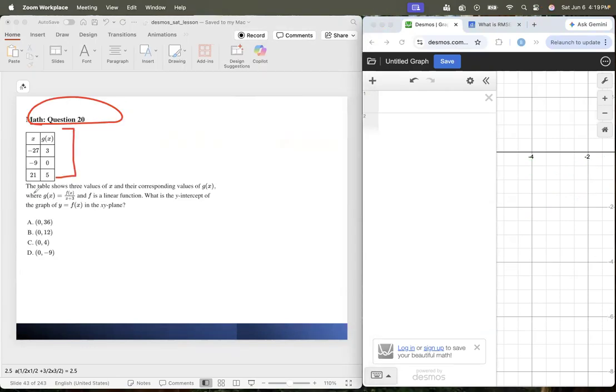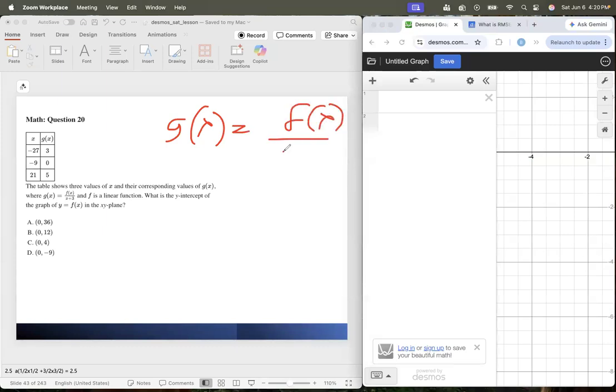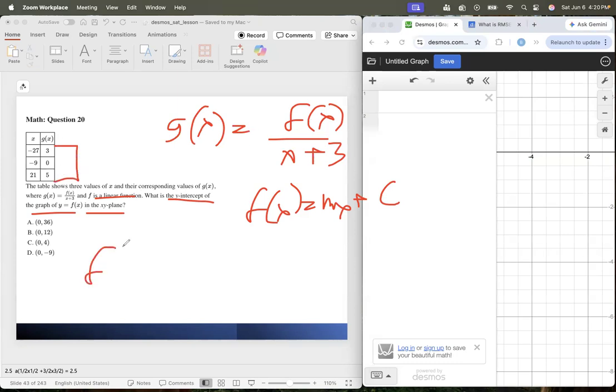You've been given this table. This table shows 3 values corresponding to g of x, which is that. The g of x is a function of f of x. So g of x is f of x, where you have x plus 3, and f is a linear function. So that's very, very important. So this is mx plus c. What is the y-intercept of the graph of f of x in the plane? So you got to calculate f of x. You can change the graph in the form of f of x. So f of x is equal to what? x plus 3.